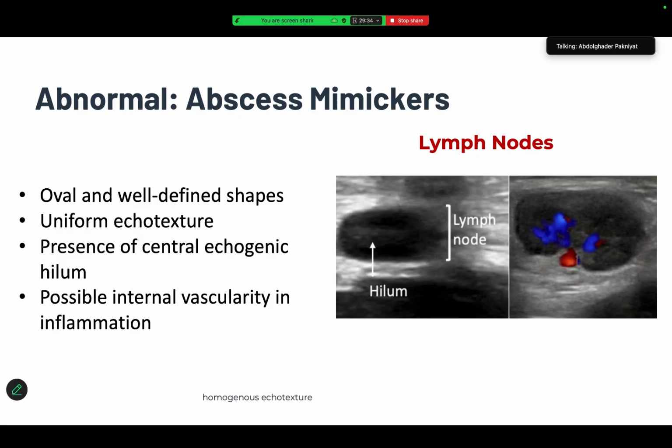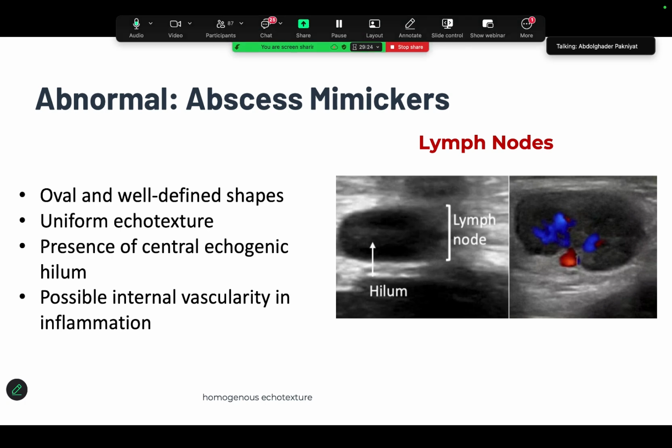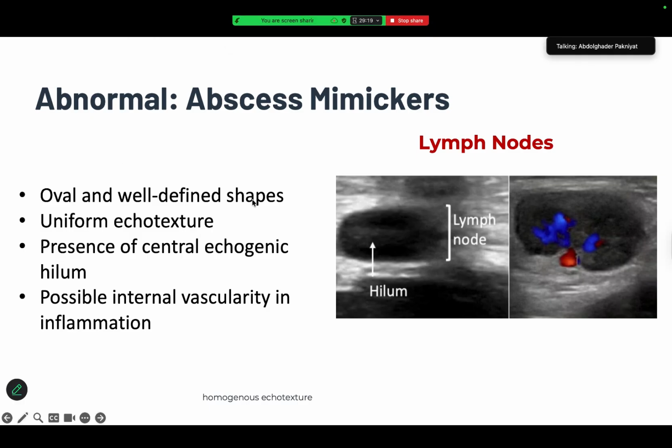One thing that we need to consider in doing the ultrasound, especially for abscess, is abscess mimickers. One of them is lymph nodes. Lymph nodes are visually oval with well-defined shapes, uniform echotexture, and they have a very echogenic structure called the hilum inside the lymph node. And sometimes if it is an inflamed lymph node, we may have internal vascularity inside the lymph node, a finding that we don't have in abscess.